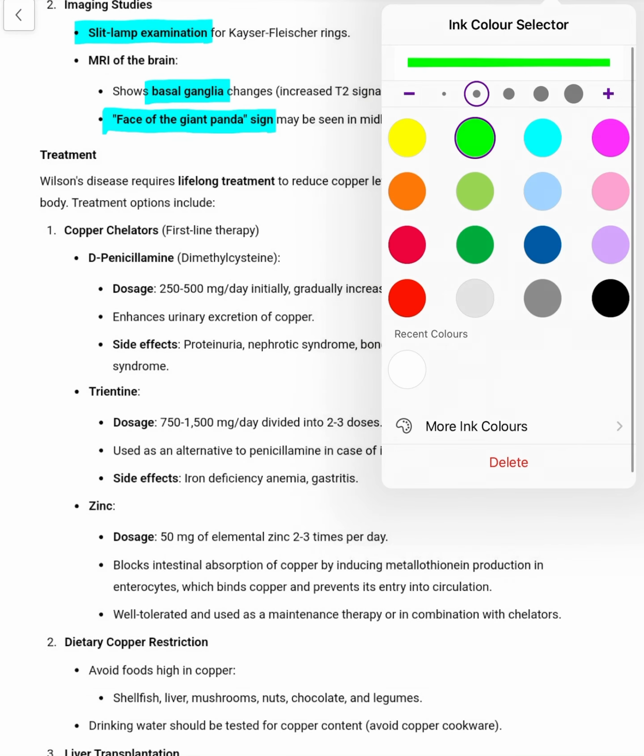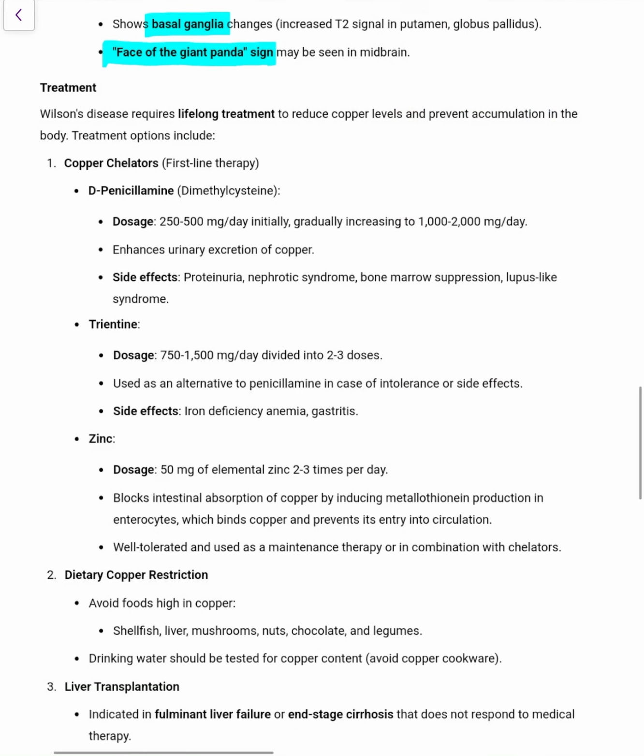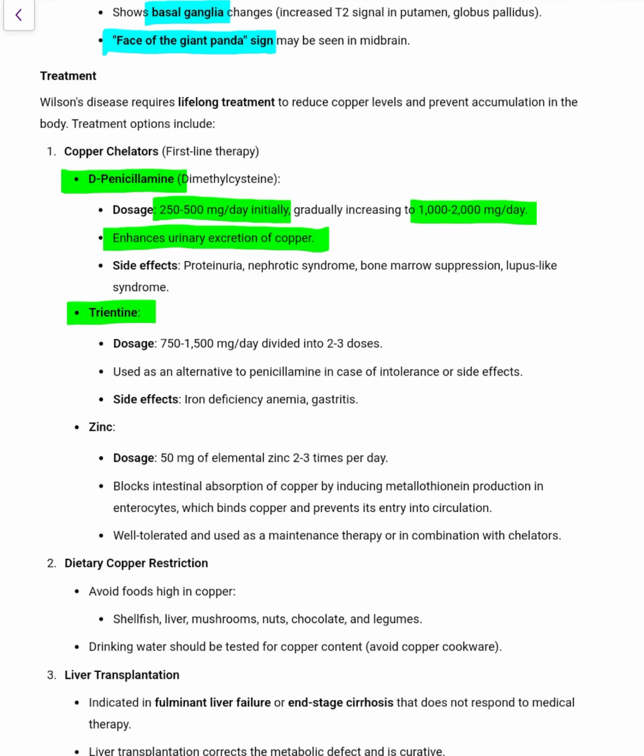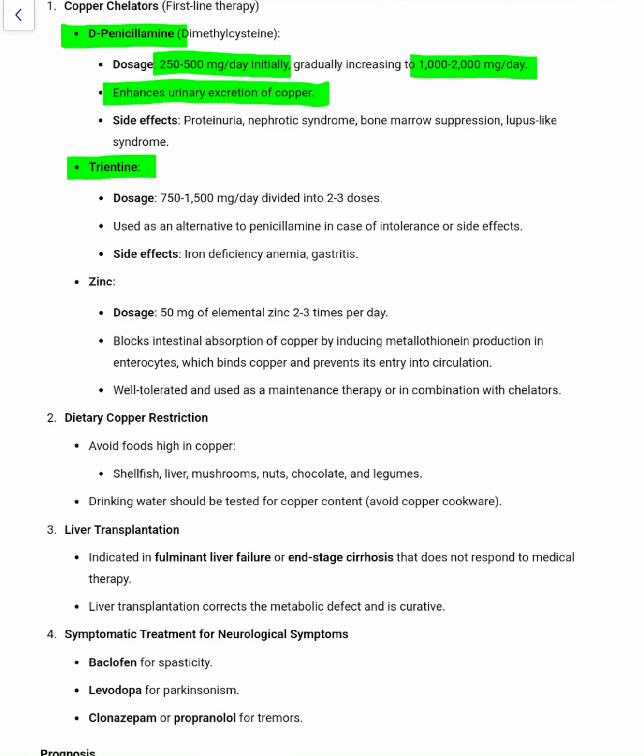The main treatment, the first line, is copper chelators. What are those copper chelators? Mainly two: D-penicillamine and trientine. D-penicillamine enhances the urinary excretion of copper. The dose is 250 to 500 milligrams per day initially, but you can raise it up to 1 to 2 grams per day. Side effects of D-penicillamine are proteinuria, nephrotic syndrome, bone marrow suppression, and lupus-like syndrome.